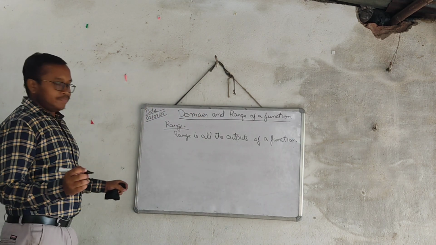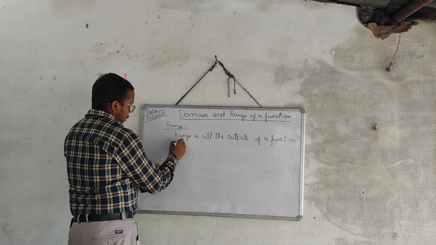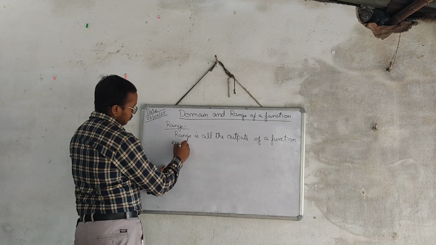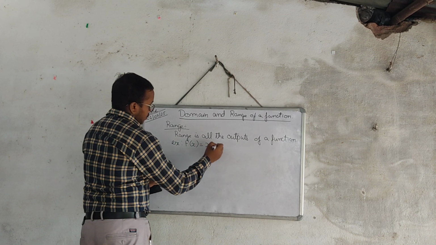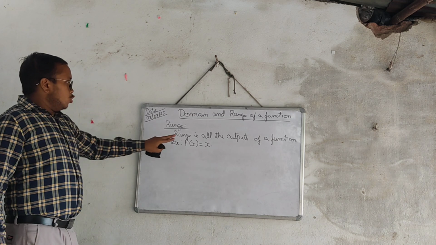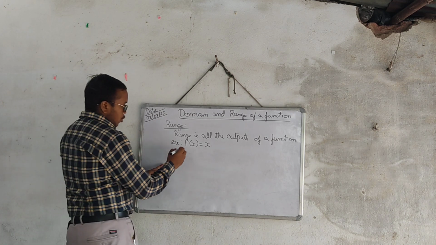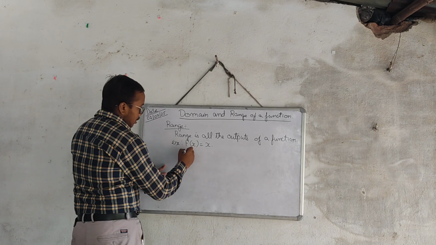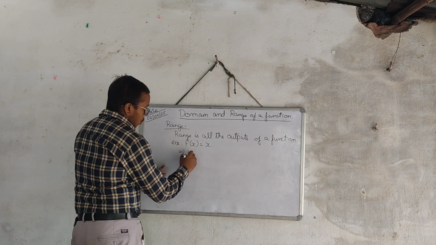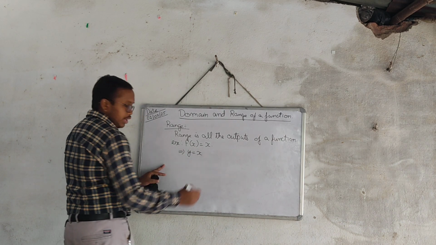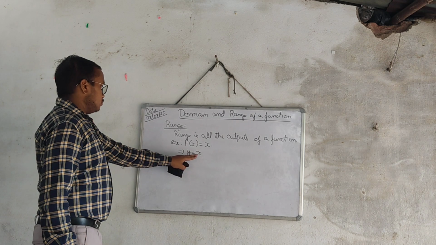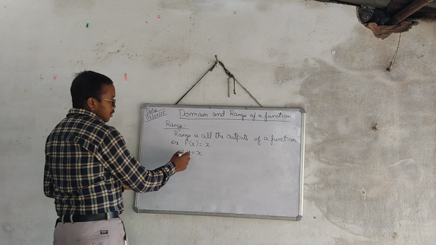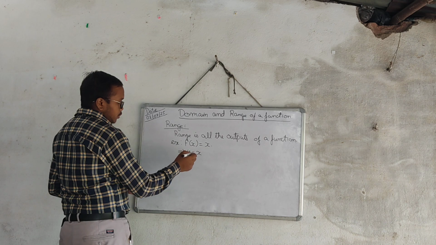For example, if we take a function f(x) is equal to x, here, to find the range of this function, we'll consider y is equal to x. Okay, y is equal to x. Now here y is equal to x.